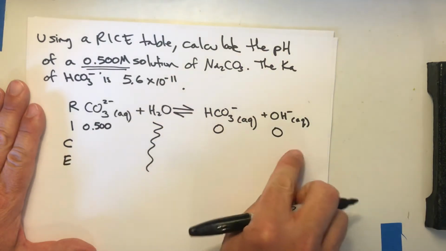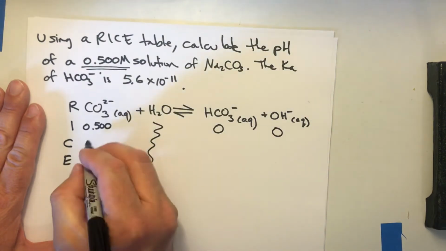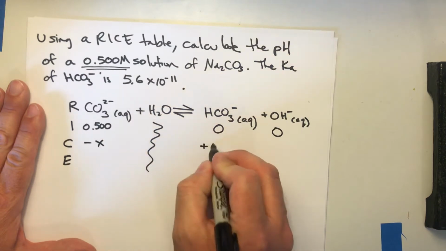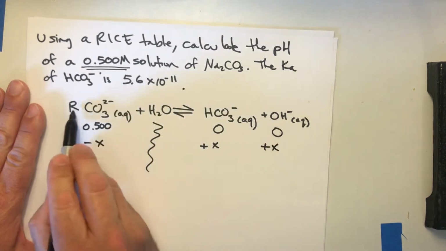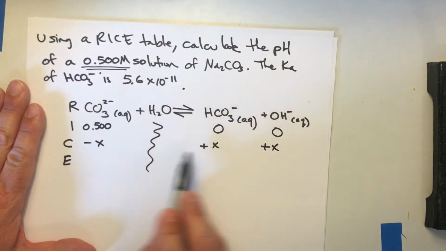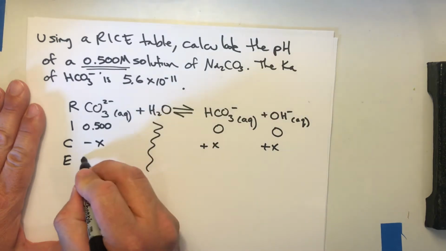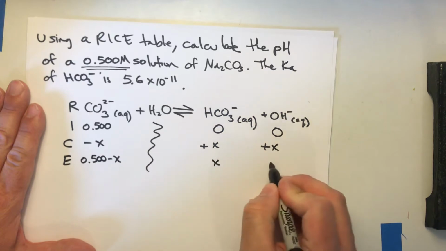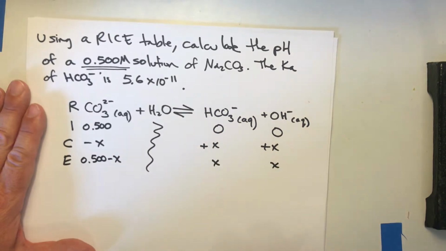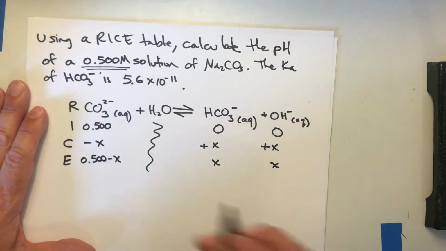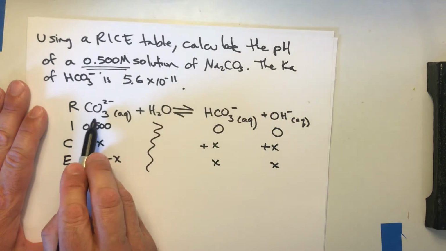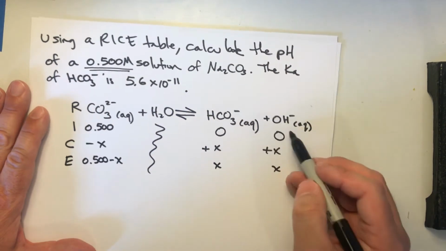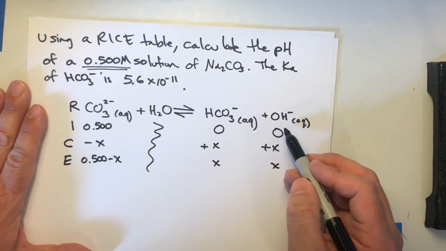So the reaction has to proceed in the forward direction to create some products. So we're going to do minus x, plus x, plus x. All the coefficients are 1. At equilibrium, we just add up the initial plus the change. All right, and now we're ready to go, except for one problem. We don't have the Kb for this. Remember that anytime we see hydroxide on the product side, we're going to be using a Kb.